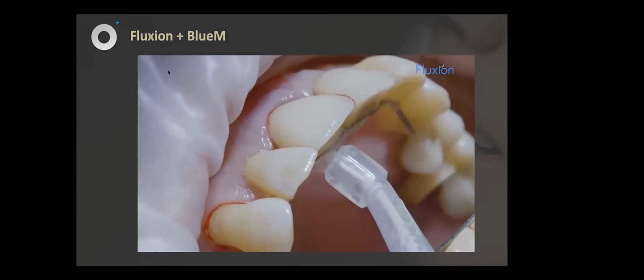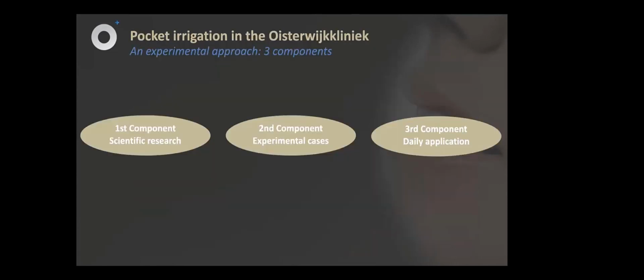So if we look at pocket irrigation in the Oosterwijk Clinic where I work, we have three stages of the experimental approach we work with at the moment. The first component is the scientific research we set up. The second component is the experimental cases, which I will talk about a little bit. And the third component is the daily application. And where can pocket irrigation with Blu-M contribute to the standards of care we have at the moment?